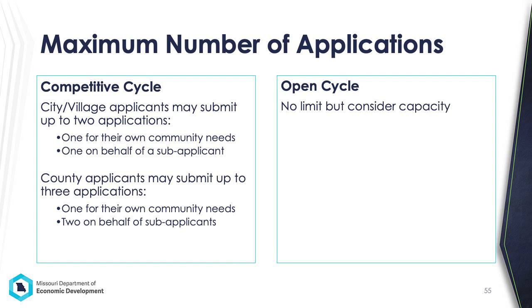In order to prevent overloading a community with more projects than they're able to manage at one time, we do have certain application submission maximums. Under the competitive cycle, city and village applicants may submit up to 2 applications, one for their own community needs and one on behalf of a sub-applicant. County applicants may submit up to 3 applications, 1 for their own community needs and 2 on behalf of sub-applicants. Under our open cycle, we don't have a limit on the number of submissions, but please consider capacity.